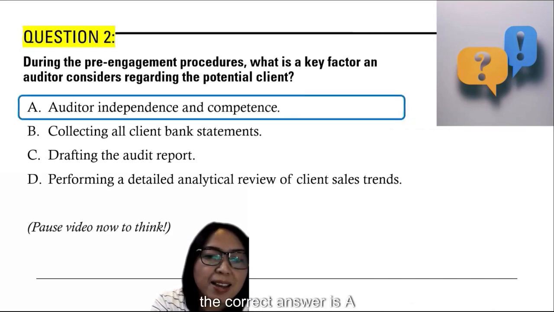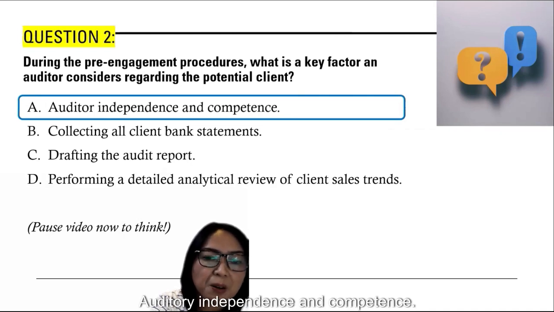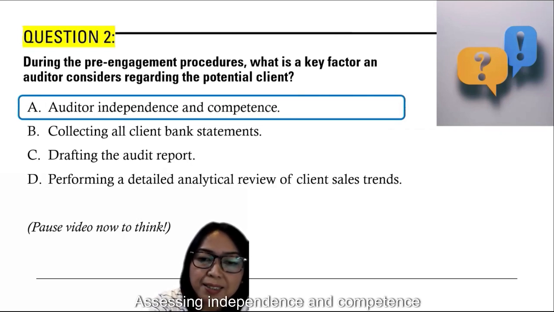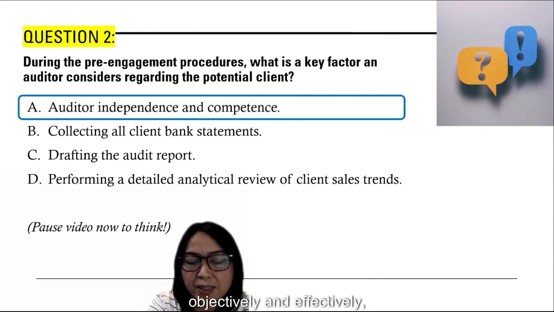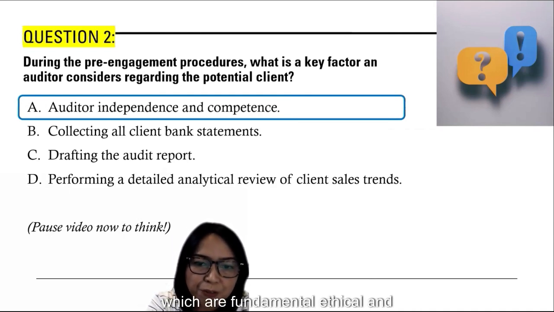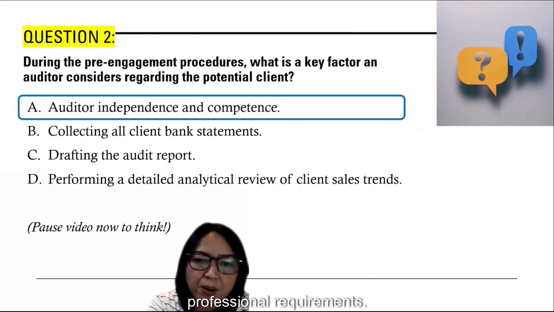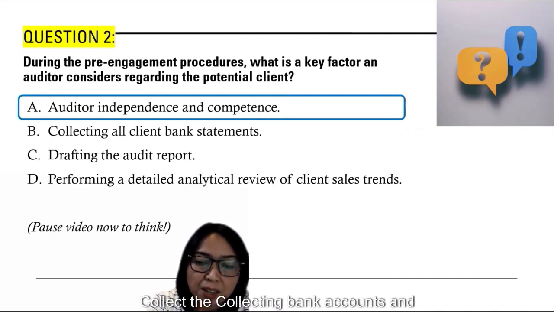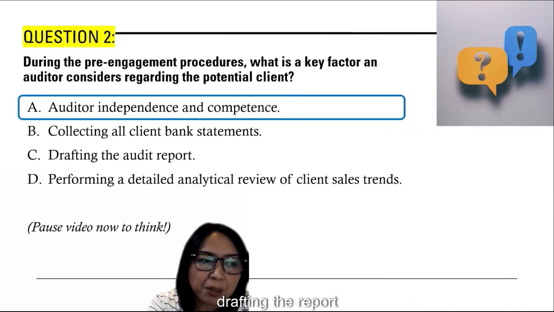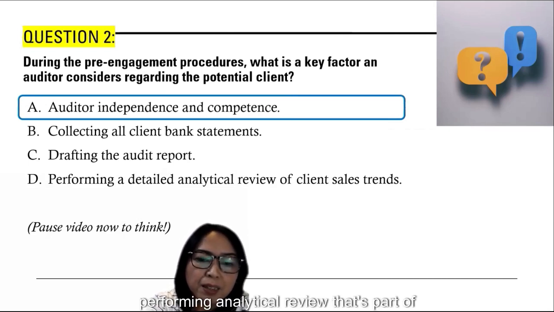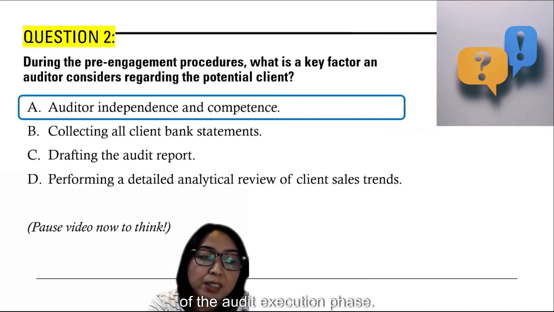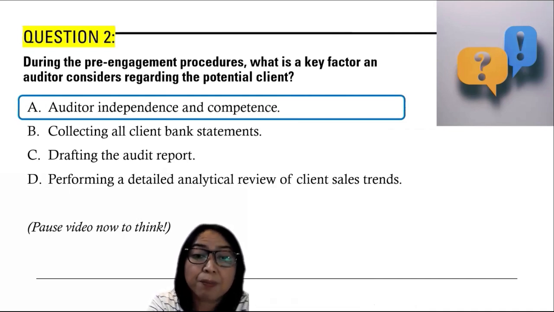The correct answer is A. Auditor independence and competence. Assessing independence and competence ensures the auditor can perform the audit objectively and effectively, which are fundamental ethical and professional requirements before accepting an engagement. Collecting bank accounts and drafting the report happen later on. Performing analytical review, that's part of the audit execution phase.